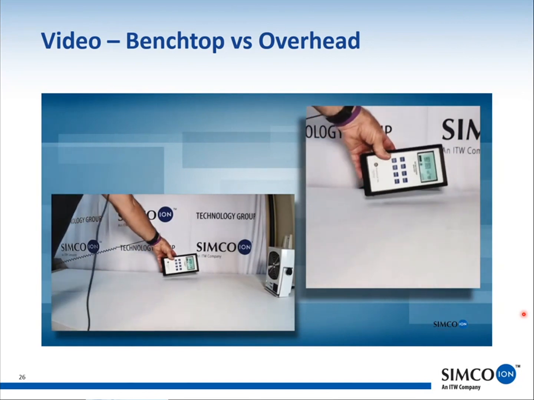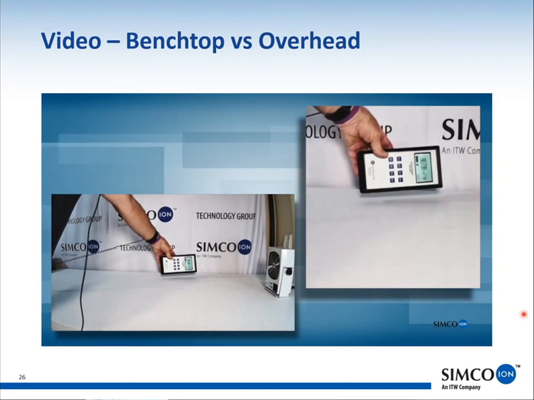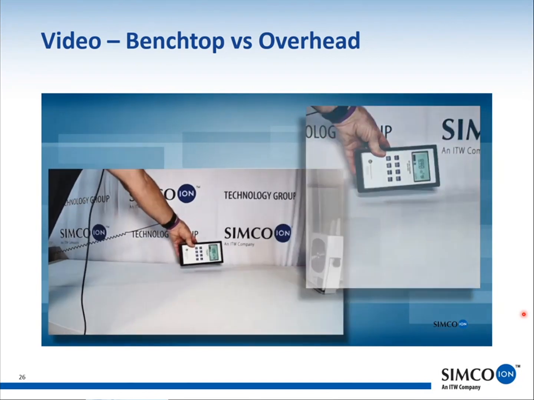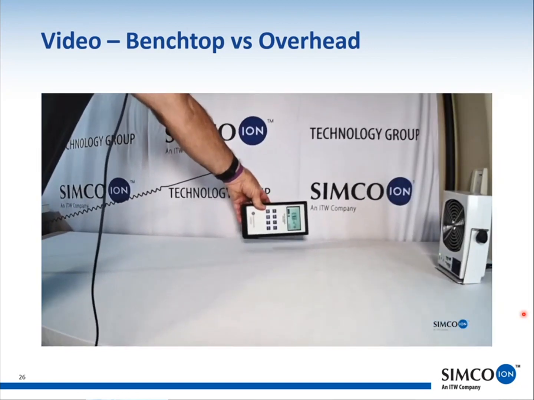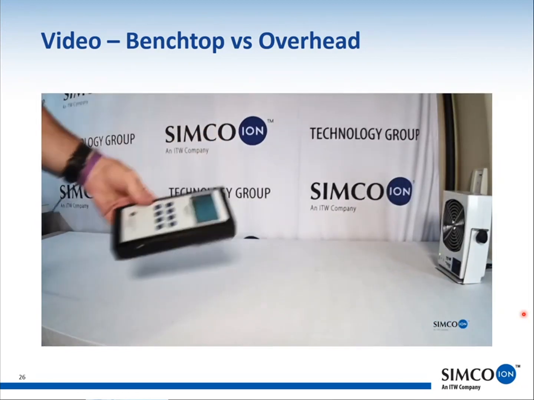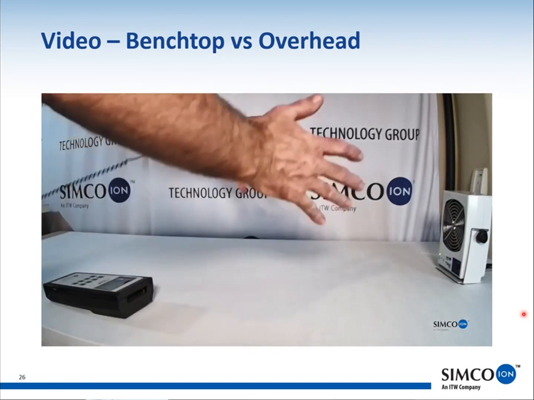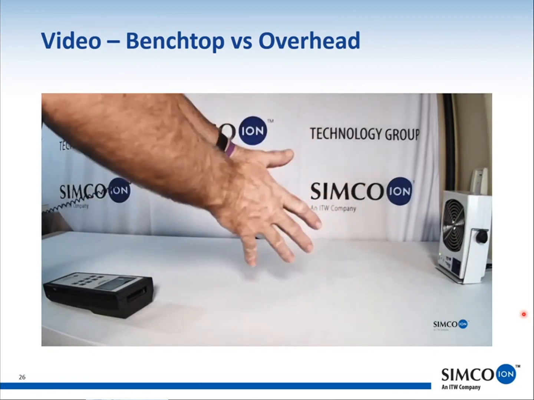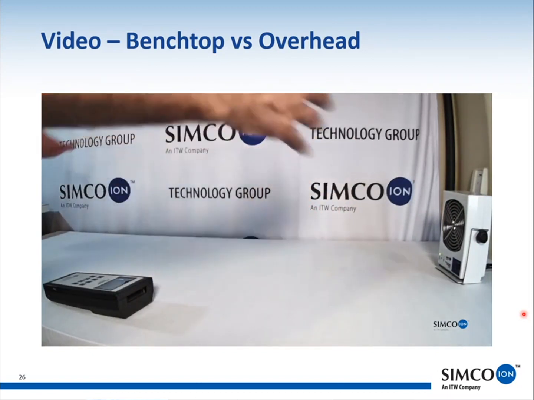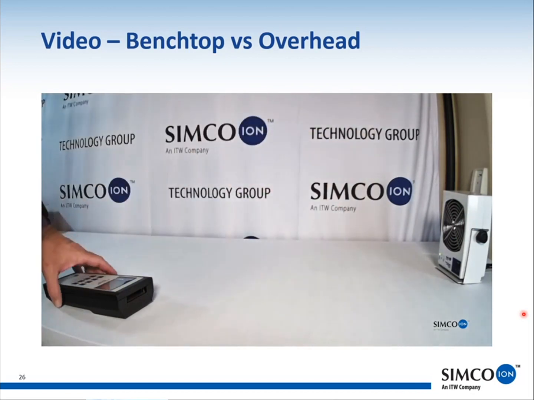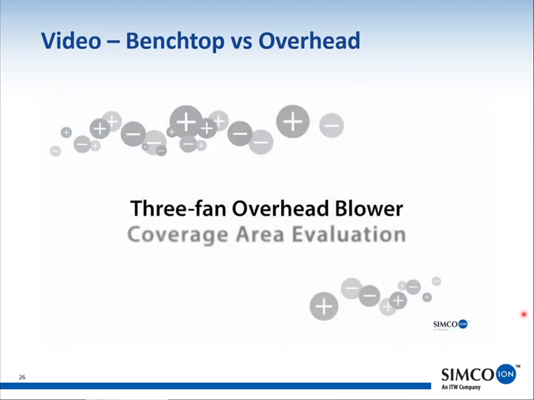If I do the same to the back of the bench, same thing happens. The ionization drops off pretty quickly, basically to ambient levels. So a benchtop blower works very effectively when you're focusing the airflow where you need it. But if you need full bench coverage, the benchtop blower may not be the best choice for you.